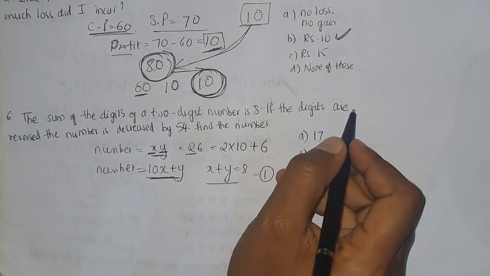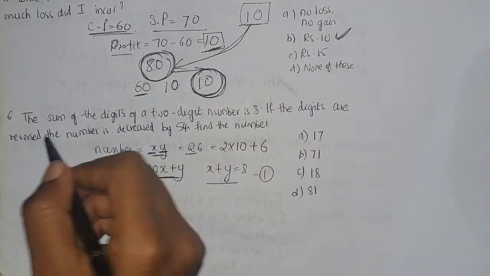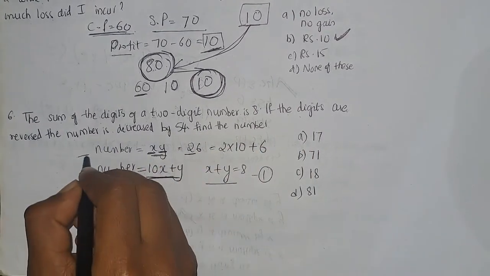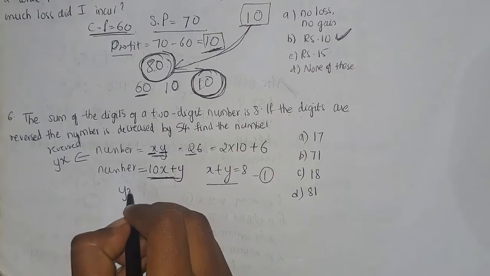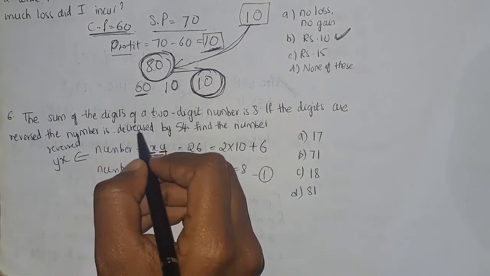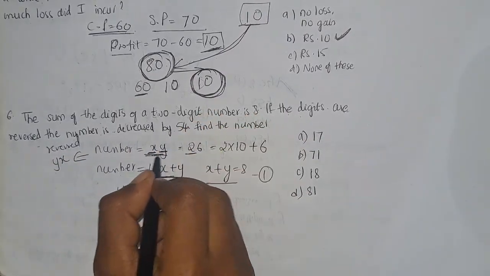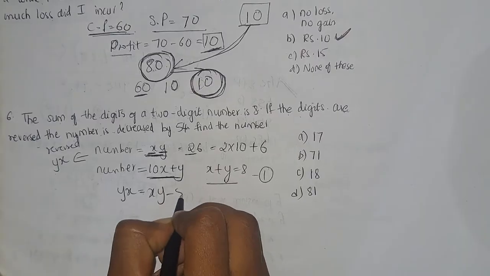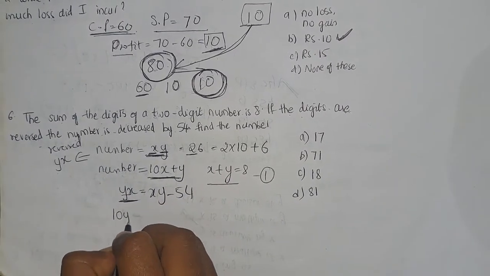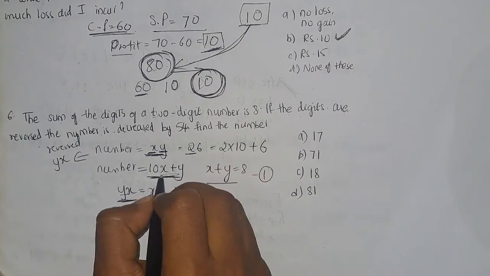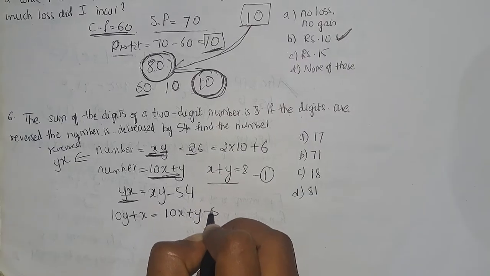If the digits are reversed, the number is decreased by 54. If the digits are reversed, what happens? It will become yx. So if it is reversed, the number is decreased by 54. That is your reversed number. So you can write this as 10y plus x. I have explained this already, and this can be written as 10x plus y minus 54.